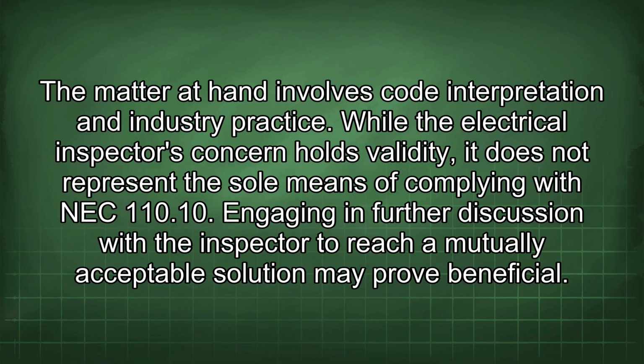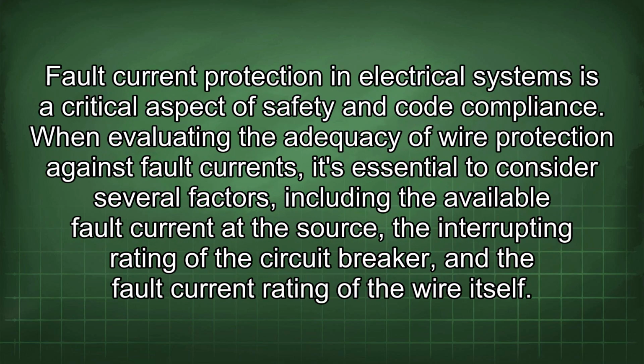The matter at hand involves code interpretation and industry practice. While the electrical inspector's concern holds validity, it does not represent the sole means of complying with NEC 110.10. Engaging in further discussion with the inspector to reach a mutually acceptable solution may prove beneficial. Fault current protection in electrical systems is a critical aspect of safety and code compliance. When evaluating the adequacy of wire protection against fault currents, it's essential to consider several factors, including the available fault current at the source, the interrupting rating of the circuit breaker, and the fault current rating of the wire itself.